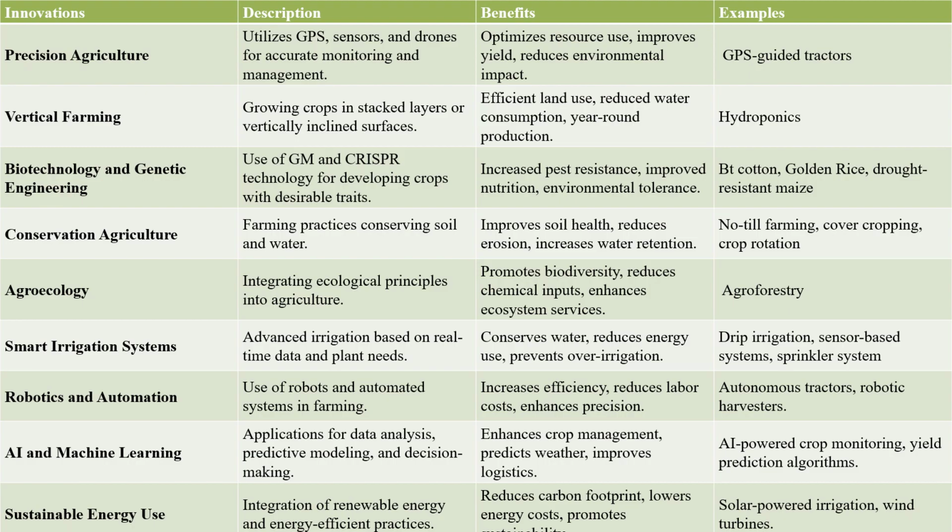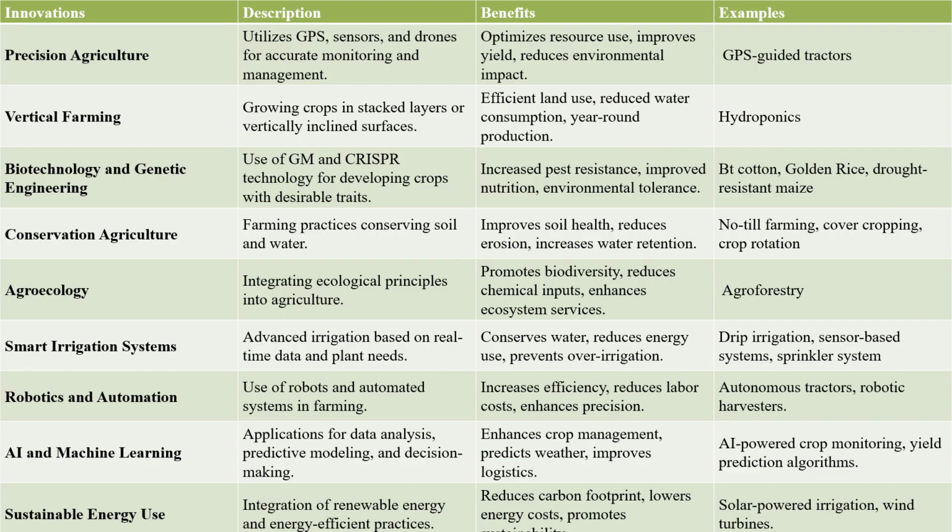So let's explore some key climate agriculture innovations which are transforming our agriculture. Number one is precision agriculture. Precision agriculture uses GPS, sensors and drones to optimize resources and improve yield. This innovation reduces the environmental impact of farming by ensuring that inputs like water and fertilizer are used efficiently. For example, GPS guided tractors.